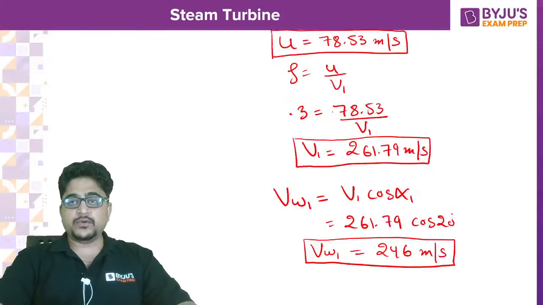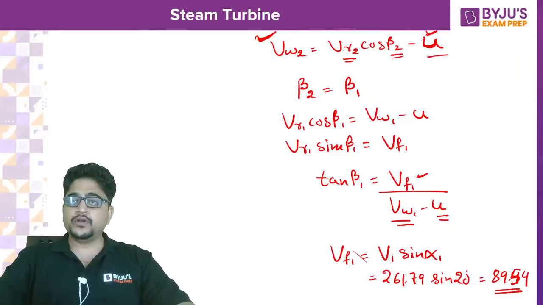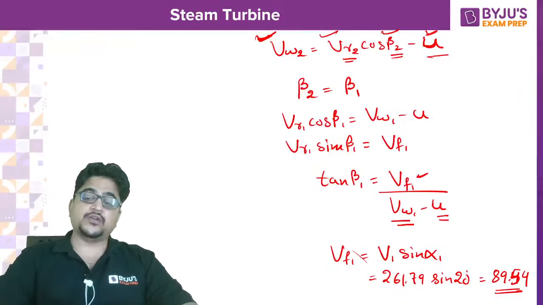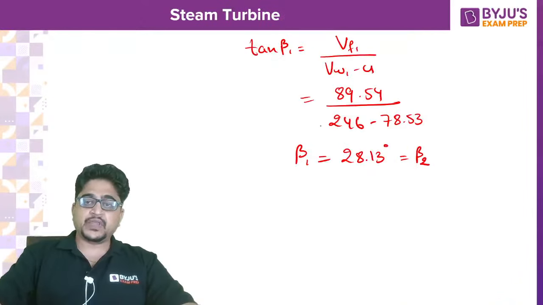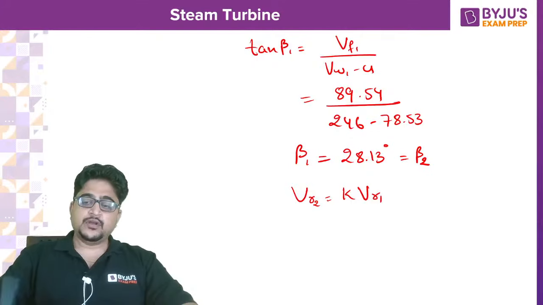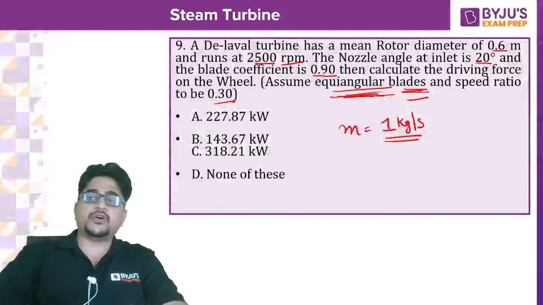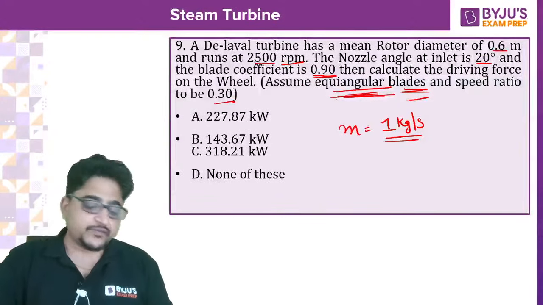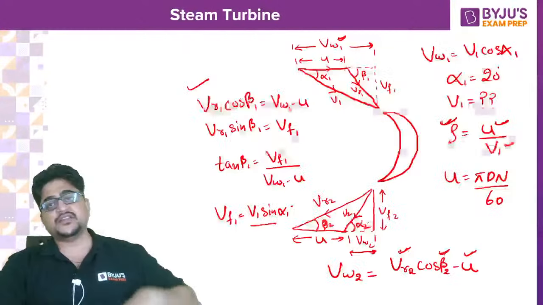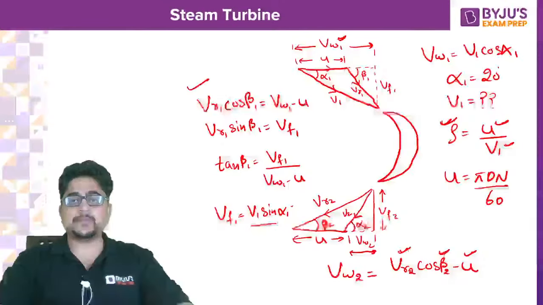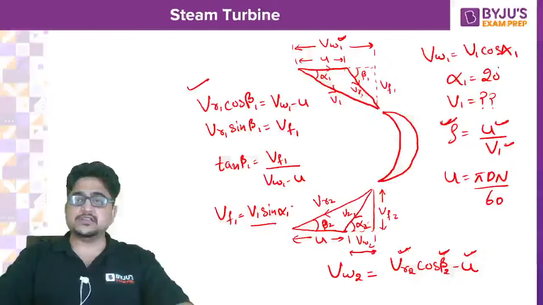Now in this equation we have the value of u, we have the value of beta 2, but we don't have the value of Vr2. Now we have to calculate Vr2. What is Vr2? Vr2 is equal to K times Vr1, because it is given that the blade coefficient is 0.9. That is, the relative velocity at exit is equal to K times the relative velocity at inlet. So we can write Vr2 is equal to 0.9 into Vr1. What is Vr1?